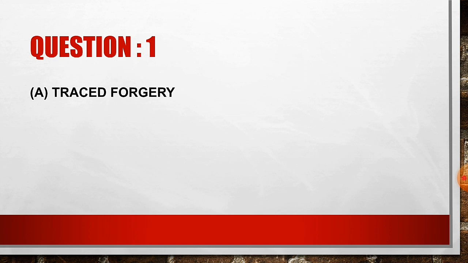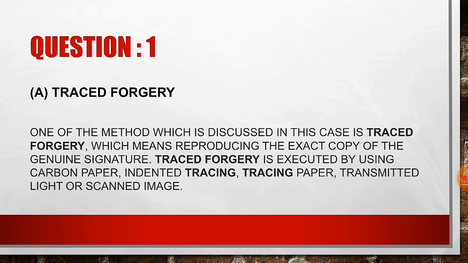First, traced forgery. What is it actually? One of the methods discussed in this case is trace forgery, which means reproducing the exact copy of the genuine signature. See properly, they are telling that it is an exact copy by reproducing. Trace forgery is executed by using carbon paper, indented trace, tracing paper, transmitted light, or scanned image.